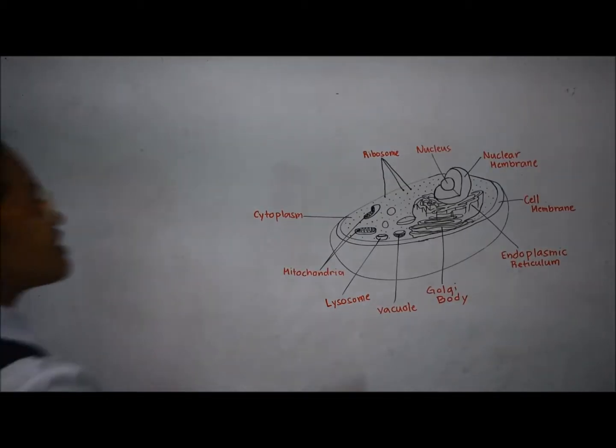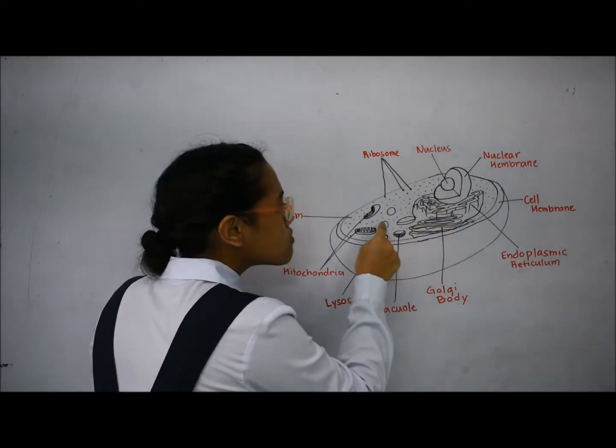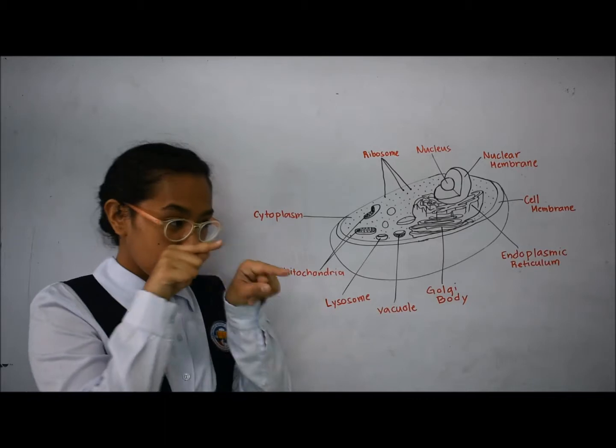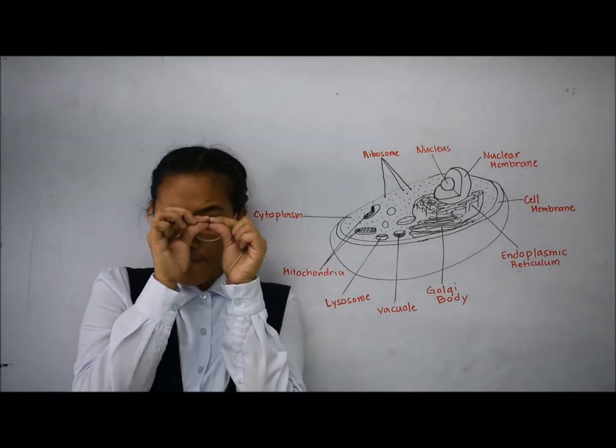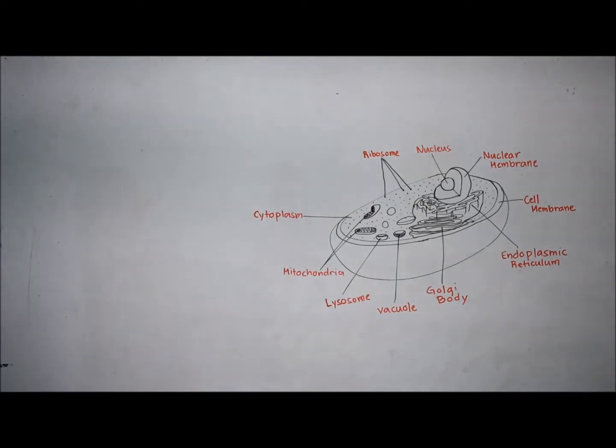The next one is ribosomes. Some ribosomes float freely in the cytoplasm. Most are attached to the ER. They are small grain-like bodies that make protein. They can be found in both plants and animals.